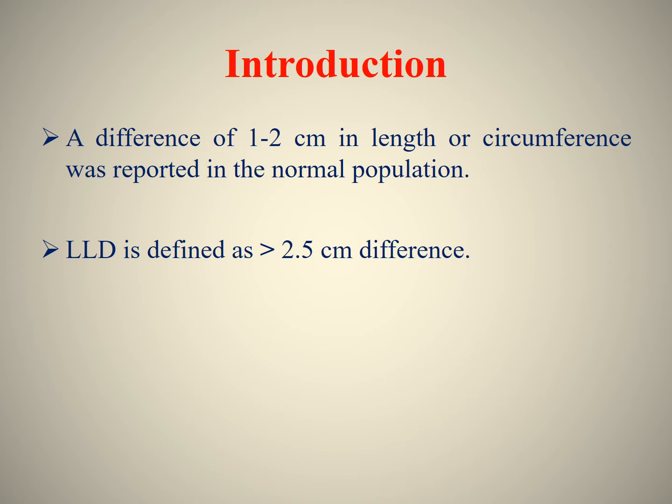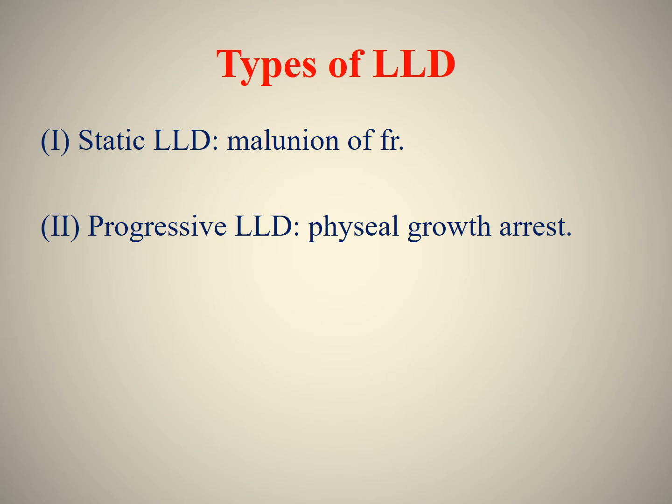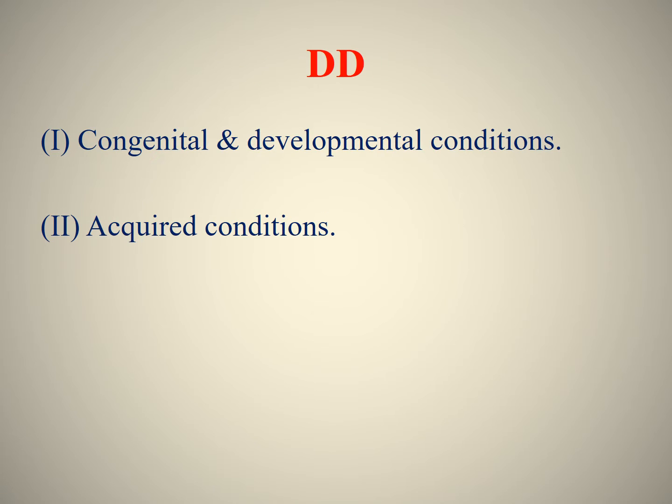A difference of 1 to 2 centimeters in length or circumference was reported in the normal population. It's considered individual variation. Limb length discrepancy is defined as more than 2.5 centimeter difference between the two lower limbs. The types are static and progressive. Static, like malunion of a fracture of the lower limb, of course. Progressive, like physeal growth arrest of one limb.